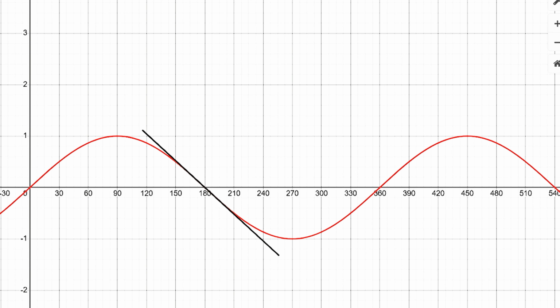As we increase x further, it will go negative, and the derivative of sine of x at x equals 180 degrees is negative one. The derivative of sine of x at 270 degrees is again 0, and it again goes to 1 at 360 degrees.